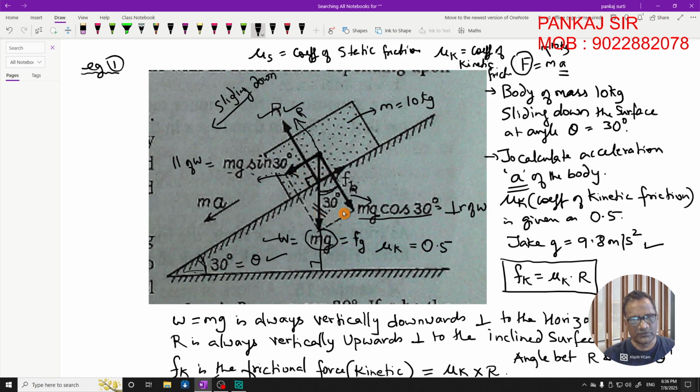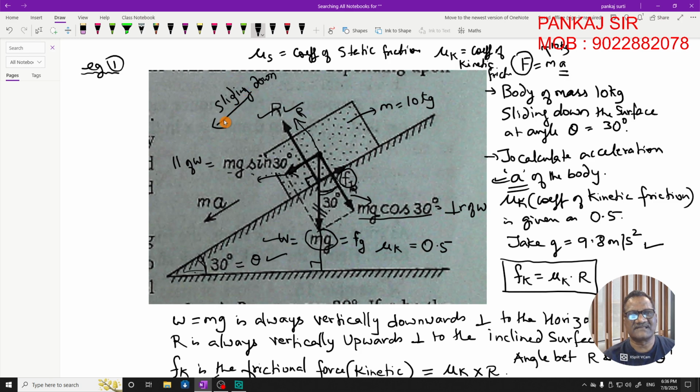Now what you are going to do? Now first, your aim is to find out this acceleration, right? So first let us try to find out R, because we are left with this force Fk, that is the kinetic frictional force Fk. Can you see this force? This force, kinetic frictional force, will always be in the direction opposite to the direction of the movement.